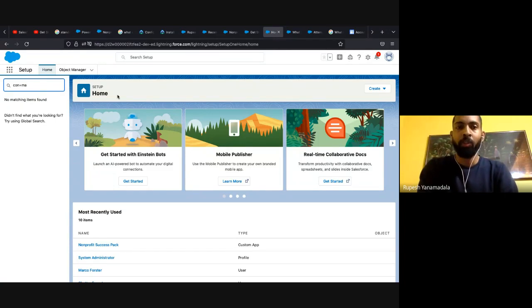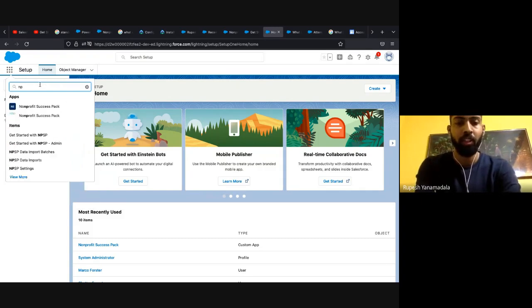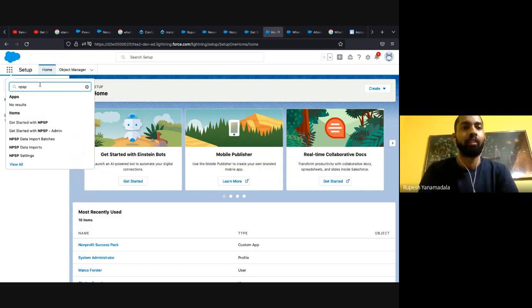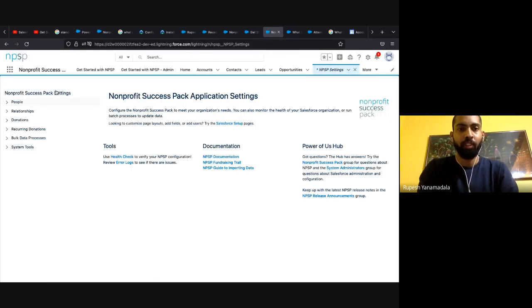To set the account model and all those, we need to search for NPSP Settings in the App Launcher. So here we can see NPSP Settings, NPSP Data Imports, Data Import Batches. These are not readily available in the setup. We need to go to this to change certain things in NPSP. These are a few things which we can customize.